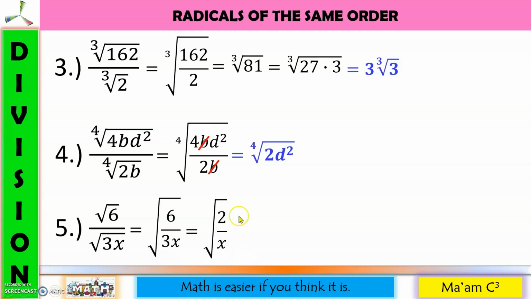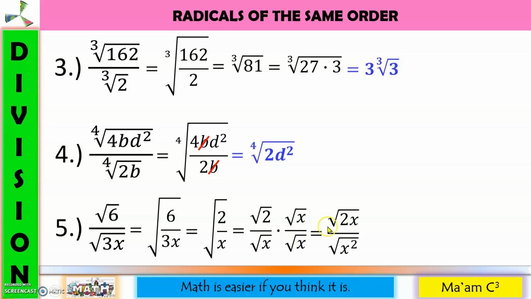Let me just separate the numerator and the denominator. Let's rationalize this, so we need one more square root of x. Square root of 2 times square root of x is square root of 2x. 1 plus 1 is 2, so I have square root of x squared. And then let's copy square root of 2x. The 2 here and the exponent 2 will cancel out, so over x.